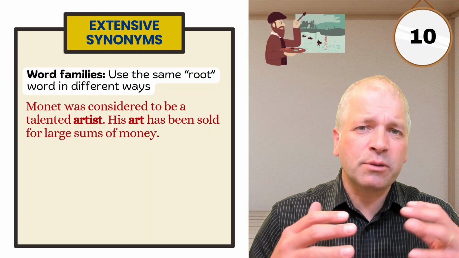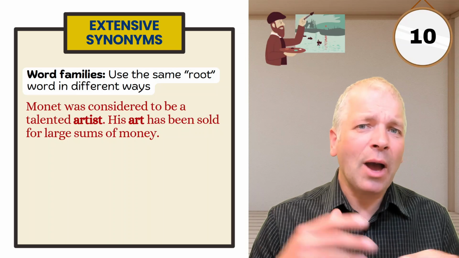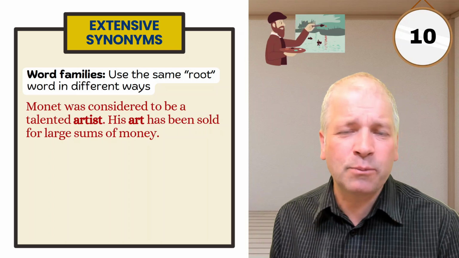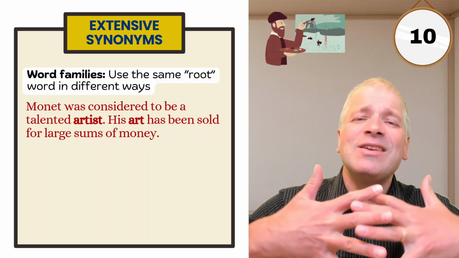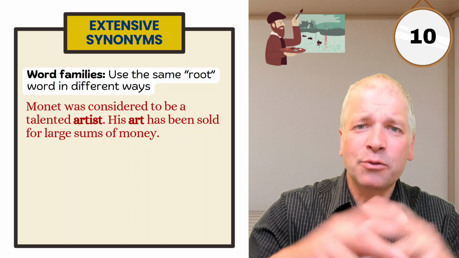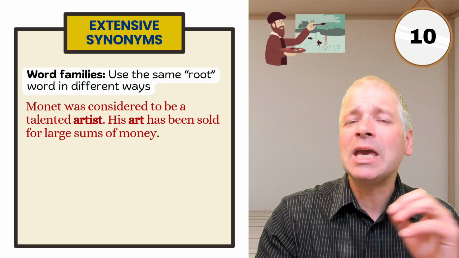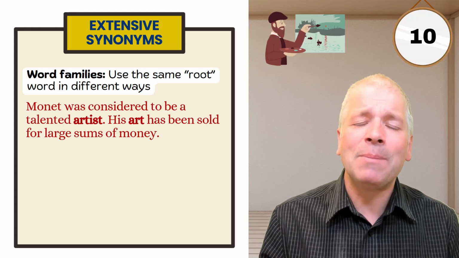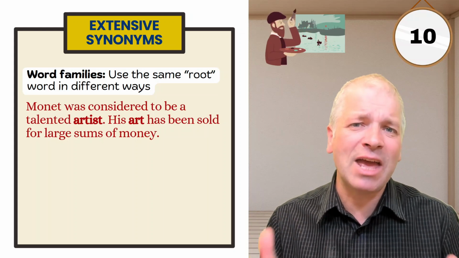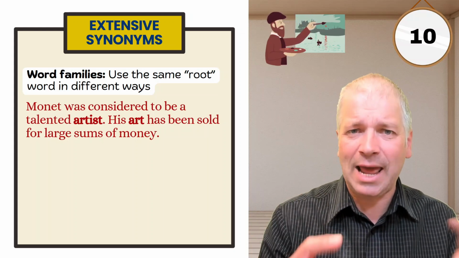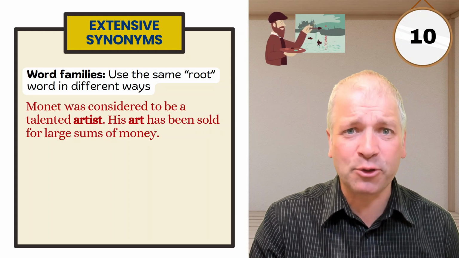If you use the same root word, but you have different prefixes and suffixes with them, you create a connection through your text, through that root word, but you keep varying the vocabulary because you're using different variations of that root word, and that helps make your writing more advanced too.